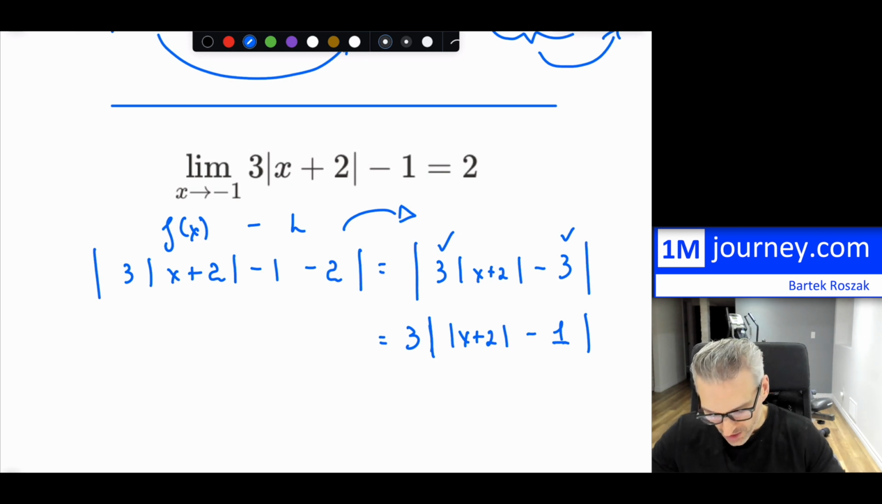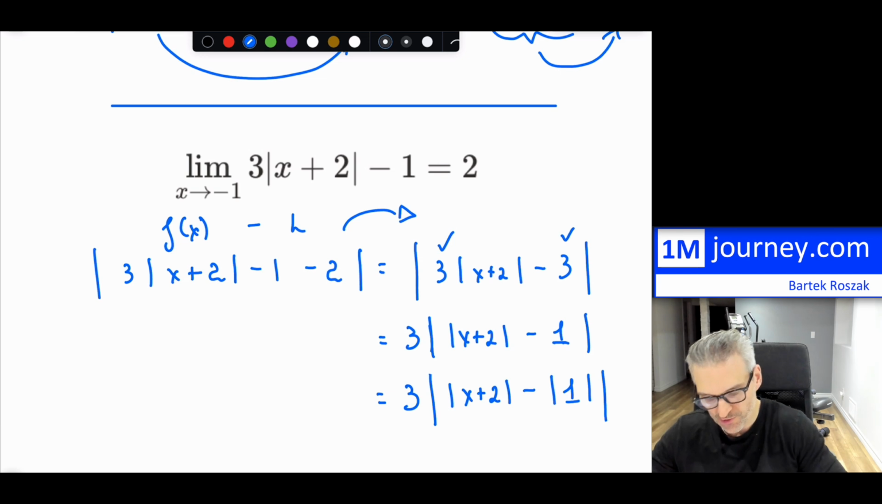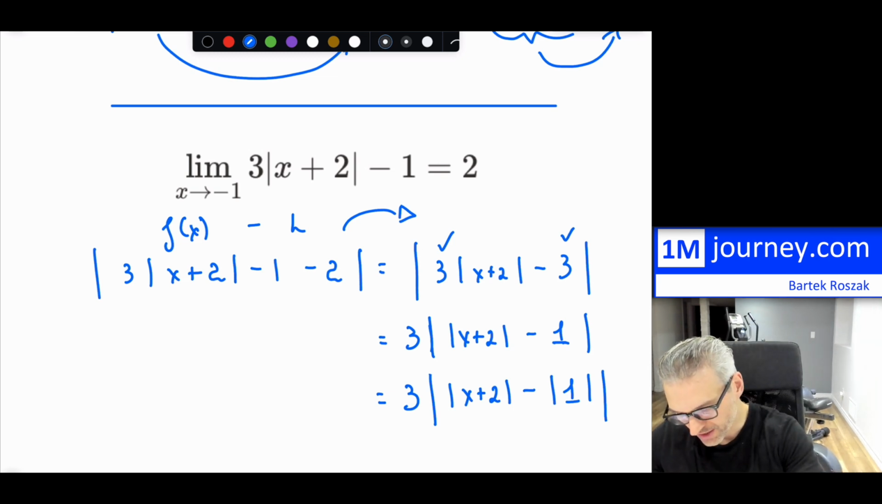So let me rewrite this. I don't think that this is a far stretch for you. I can see that I have a minus. Now I can put this 1 inside of the absolute values, like this, and it's still equal. Obviously, it's overkill, I don't need that absolute value. But why I'm putting this in here is because of this.